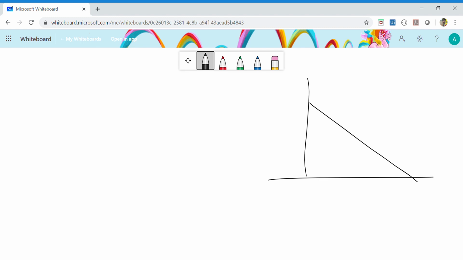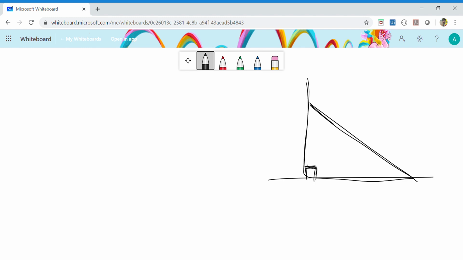Suppose you have to paint a wall. The wall is like this, the ground is like this, and the ladder you kept like this. Then the shape formed between the wall, ground and the ladder is a right angle triangle. This is the right angle triangle. Here it is 90 degrees.